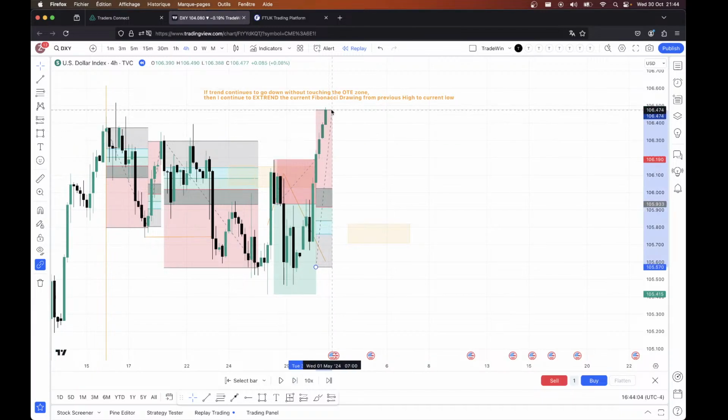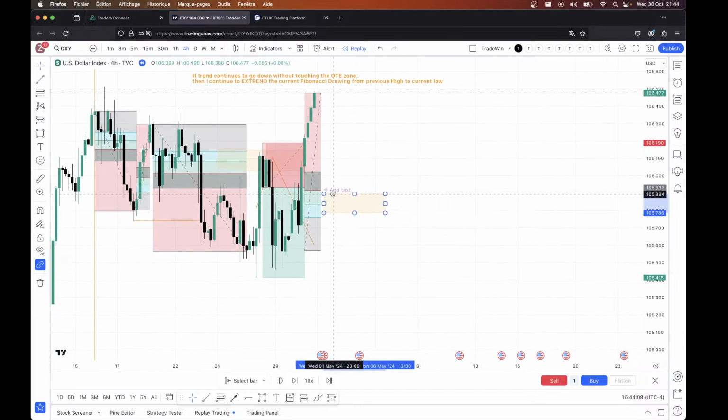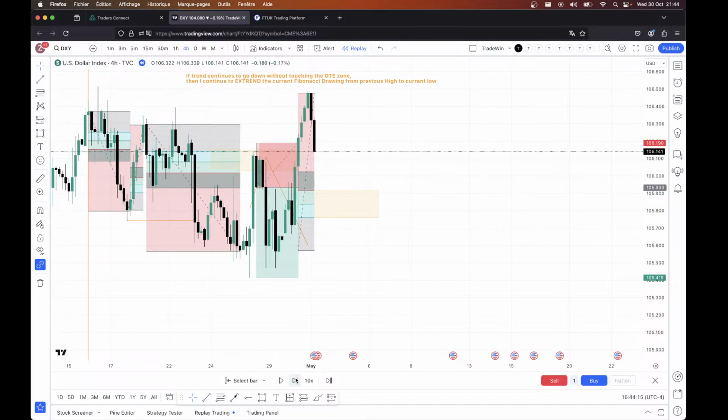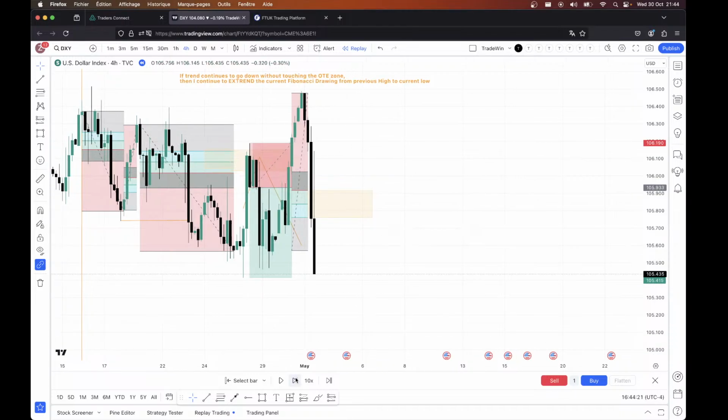That's cool. I extend the zone. You see that I also update the Fibonacci zone. Let's see how it goes. Okay, it seems that we reverse here. That's fine. I want price to go into the orange zone. Oh, what happens? We just destroy this OTE zone. So at this point, my long thesis is just destroyed and I'm getting ready to short again.